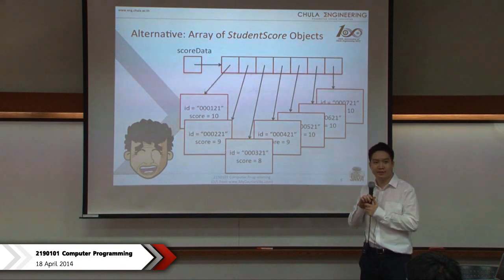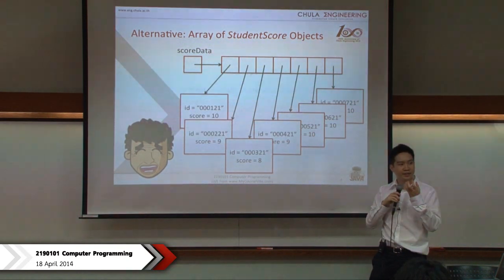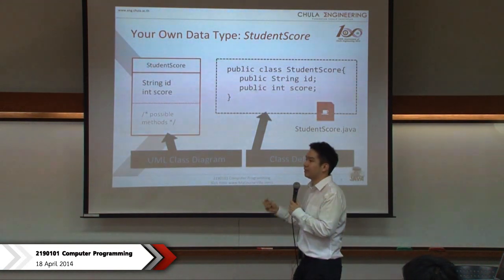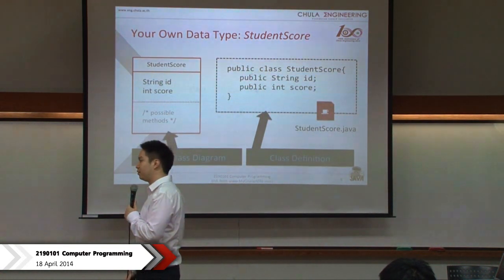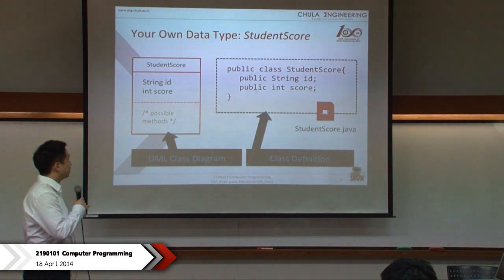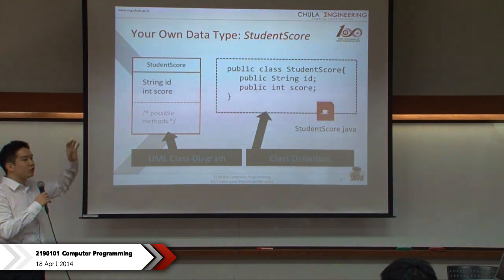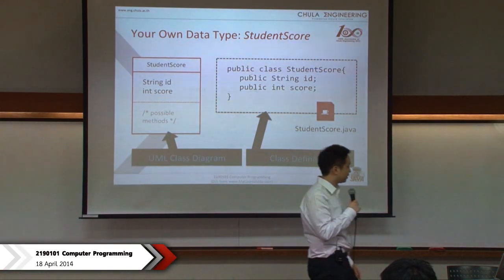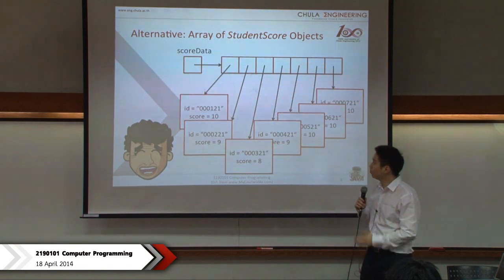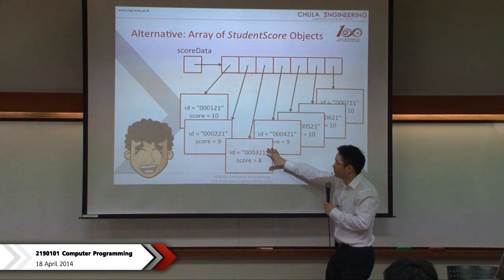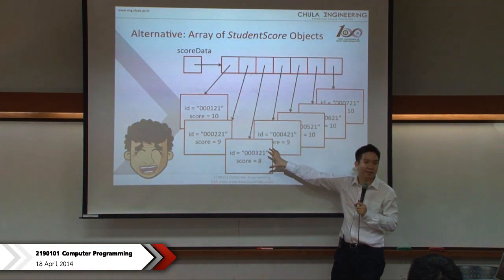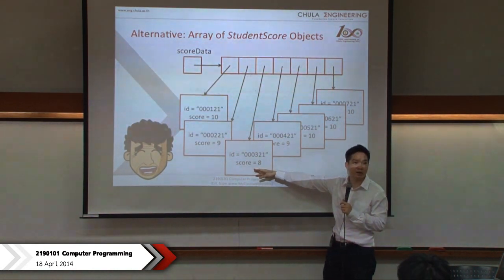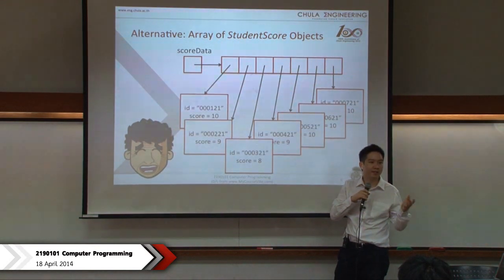How do you convert this diagram into the actual Java code? Well, very easy. This is what we were talking about when we were talking about data types, your own data type. So what am I talking about? First, do you see here, there's no primitive data type in Java that allows you to store an ID and a score. It doesn't exist, right?